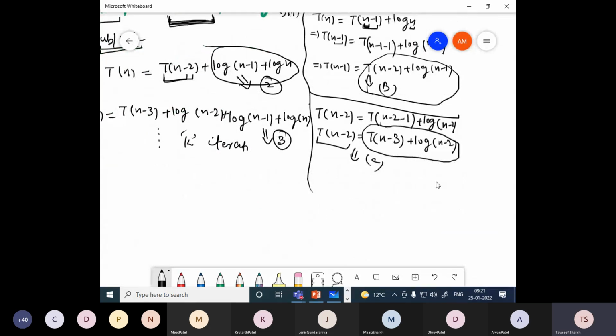Online people, please confirm whether you are able to see the screen. The system got crashed for a few minutes, so I apologize for that. Yes, sir, screen is visible. Okay, we will move forward.